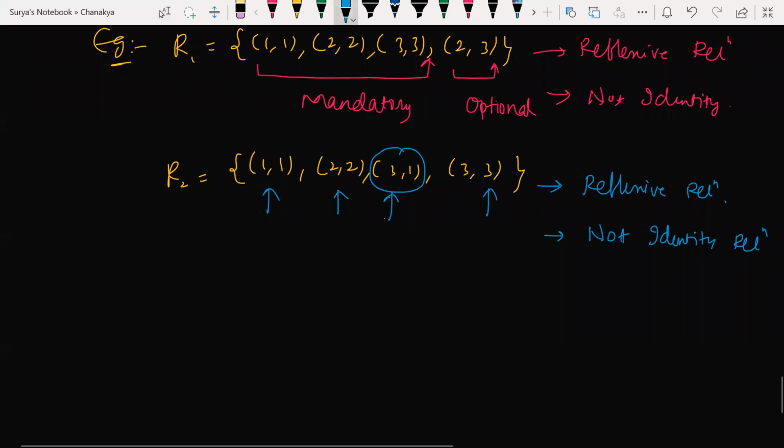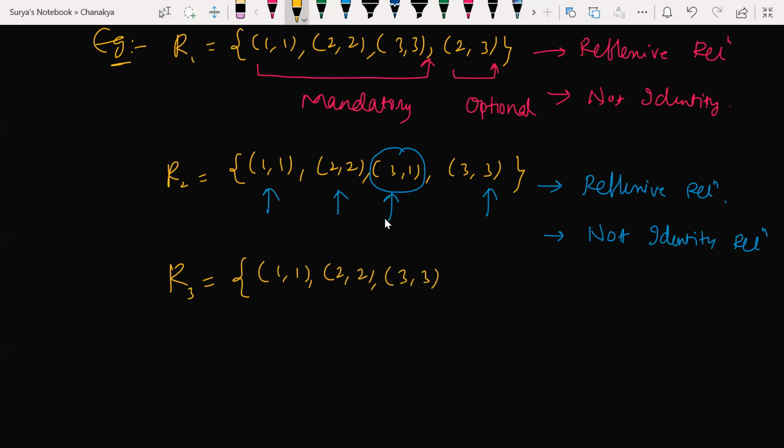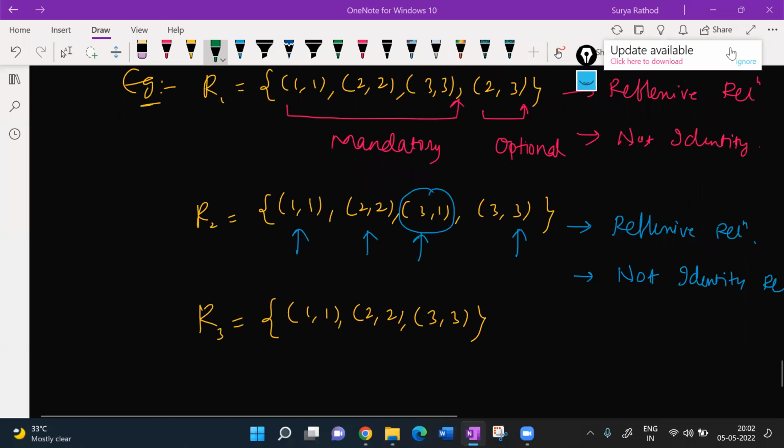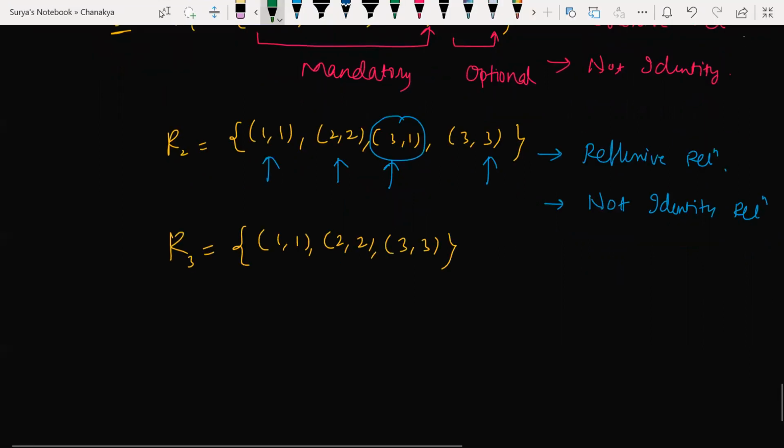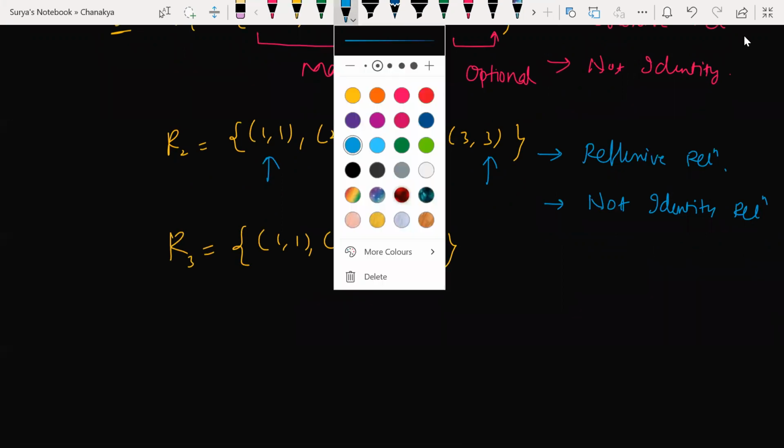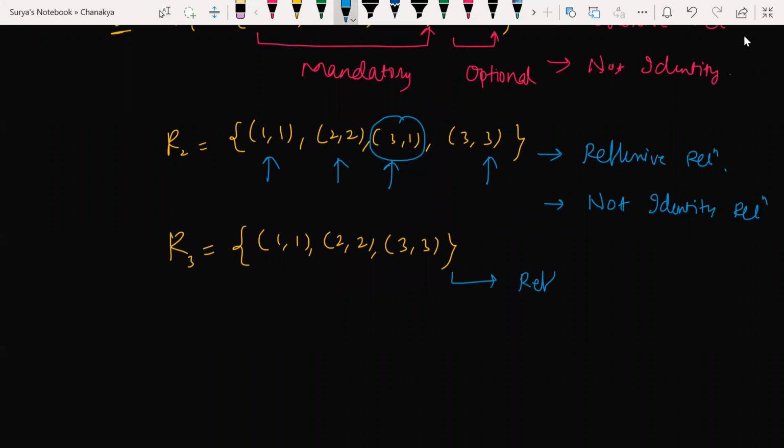Now let me give one more relation so that you will get clarity: (1,1), (2,2), (3,3). Now check whether it is reflexive or not. Yes, it is a reflexive relation. Look at this here. It is also an identity, isn't it? It is also an identity.